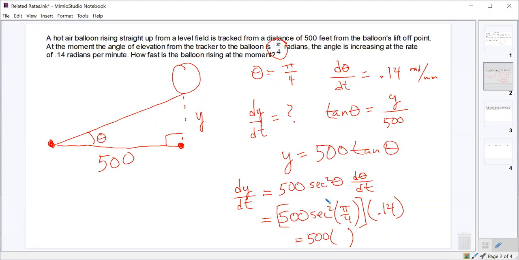Yeah. And so if we square that, what's root 2 squared? It's just 2. So 500 times 2 times 0.14, which gives us what, 1,000 times 0.14, or 140 feet per minute. So that's how fast the balloon is rising at that exact instant in time. Good or no? Good.